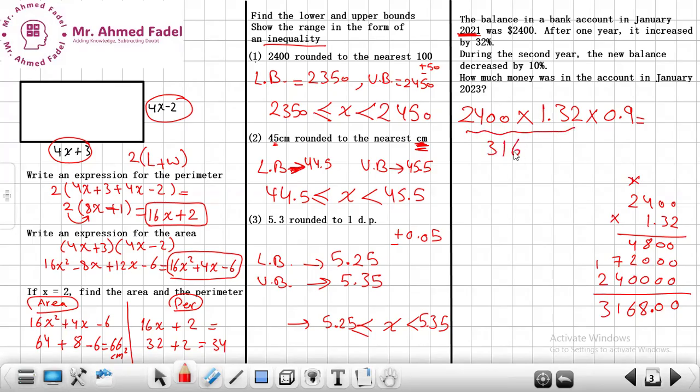So 3,168 multiplied by 0.9 equals, I'm going to do the same thing, 3,168 but multiply by 0.9. Ignore the decimal point. 9 times 8 is 72. Carry the 7. 9 times 6 is 54, and 7 is 61. 9 times 1 is 9, and 6 is 15. Carry the 1. 9 times 3 is 27, and 1 is 28. But I have one decimal place, so it is $2,851.2.